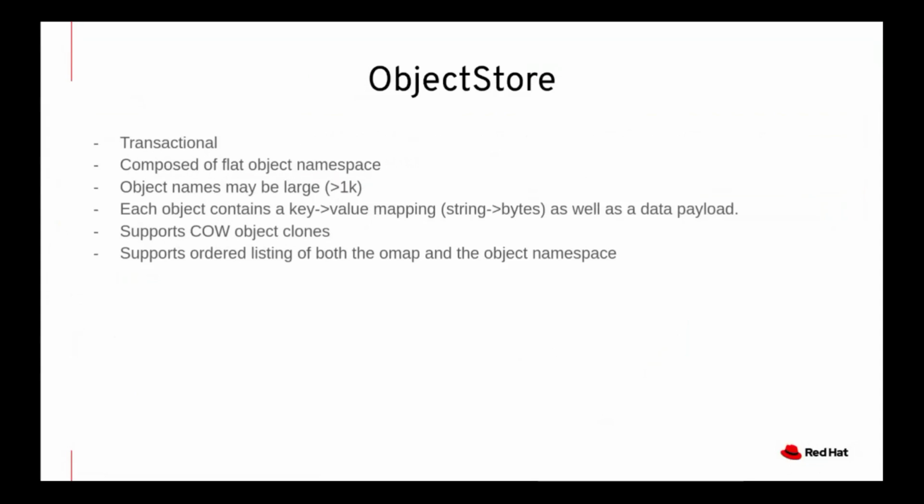It also supports copy on write object clones, which is how we support Rados level snapshots, which translate up into RBD and ceph-osd snapshots. And it supports ordered listing of both the OMAP and object namespaces, which is important for just basic functionality of bucket indices and directories. And for the object namespace, it's important to how the OSD does object recovery, backfill specifically.